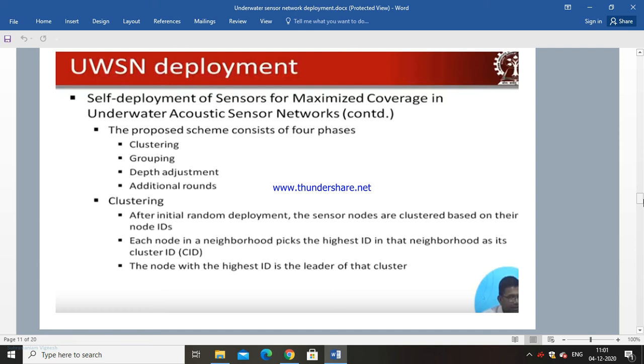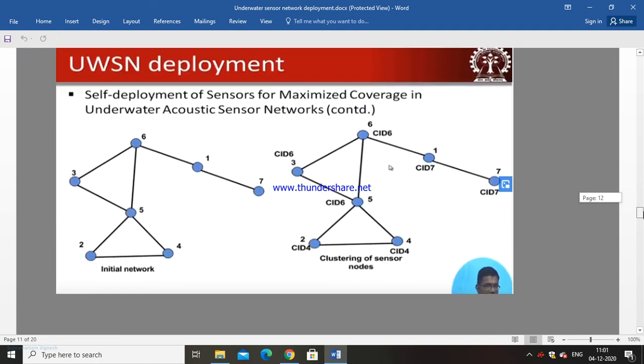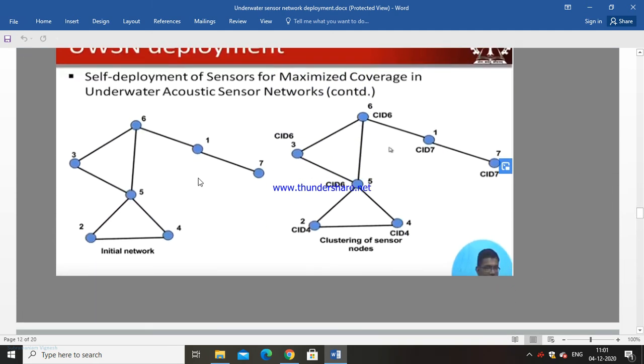Clustering: after initial random deployment, the sensor nodes are clustered based on their node IDs. Each node in a neighborhood picks the highest ID in that neighborhood as its cluster's ID. The node with the highest ID is the leader of the cluster. Here we see how the clustering of sensor nodes occurs.